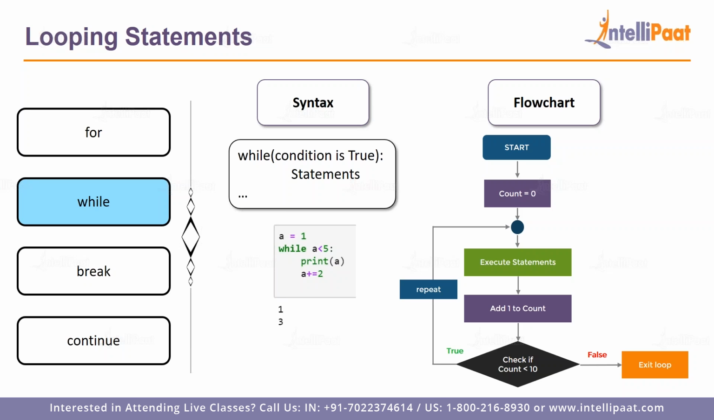So we print 3, we add 2 to it, 3 plus 2 is equal to 5. So a is now containing the value 5. We check whether 5 is less than 5. That's obviously not true. A is equal to 5. So we end the loop, and since there are no other statements left to be executed, we exit the program.